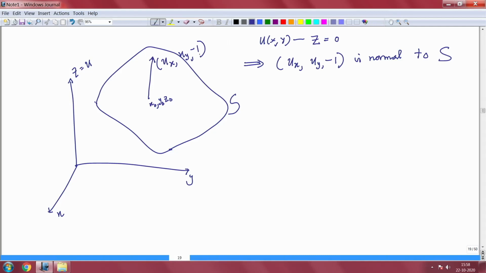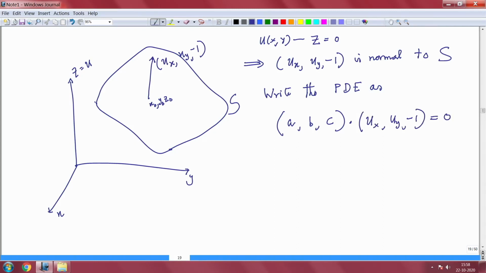So now what is my PDE? I am going to write my PDE as (a, b, c) dot (u_x, u_y, minus 1) equal to 0. I am not writing the arguments, but keep it in mind all the time that a, b, c are not constants; they depend on x, y and u. So (u_x, u_y, minus 1) is the normal.